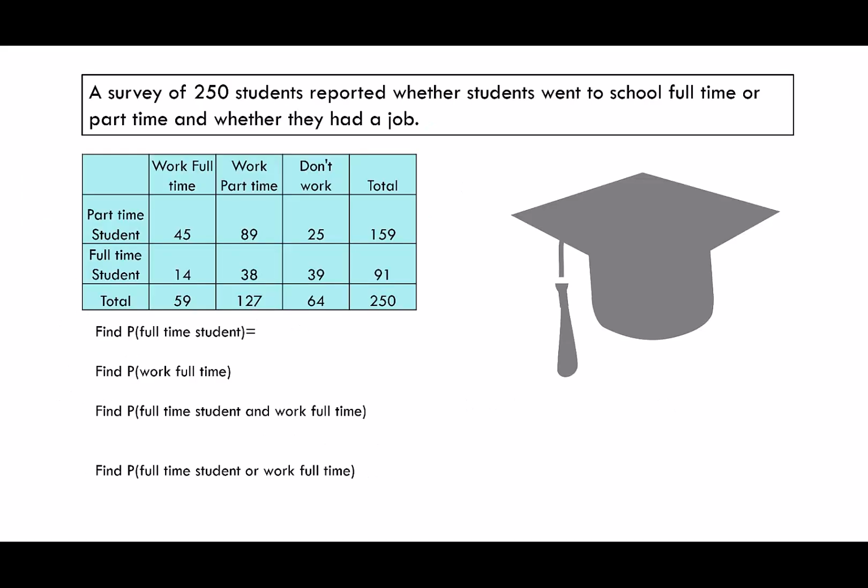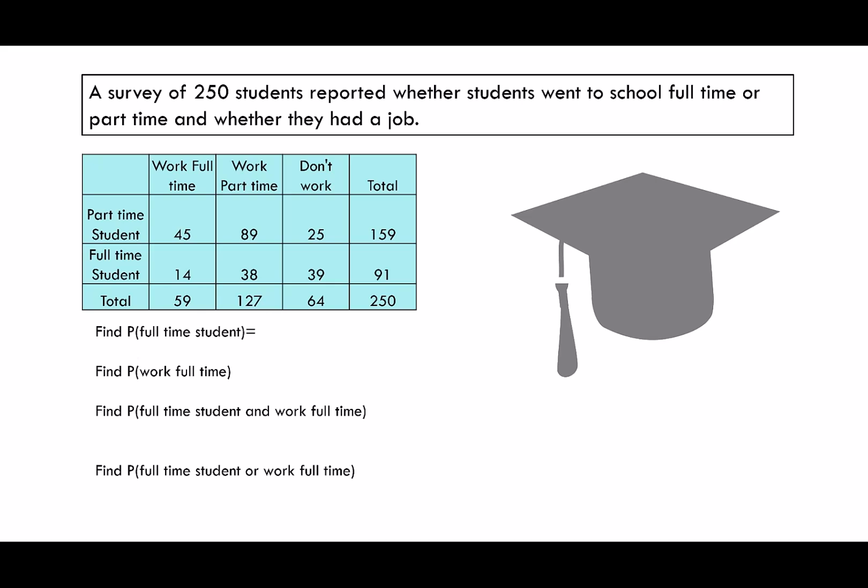Let's look at another example, and this time the information is in a table. We often call this a contingency table. This table represents a survey of 250 students, and they reported whether they went to school full-time or part-time, and whether or not they had a job. The jobs are broken down into working full-time, working part-time, and not working at all. Each student will only belong in one box of the table.